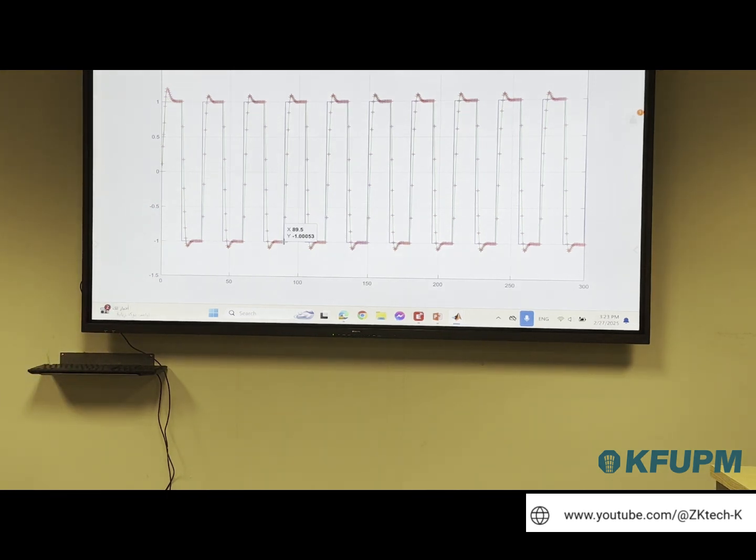Alright? So on the horizontal line, this time is in seconds, no? Yeah, it's whatever, seconds. Unit of time, seconds.